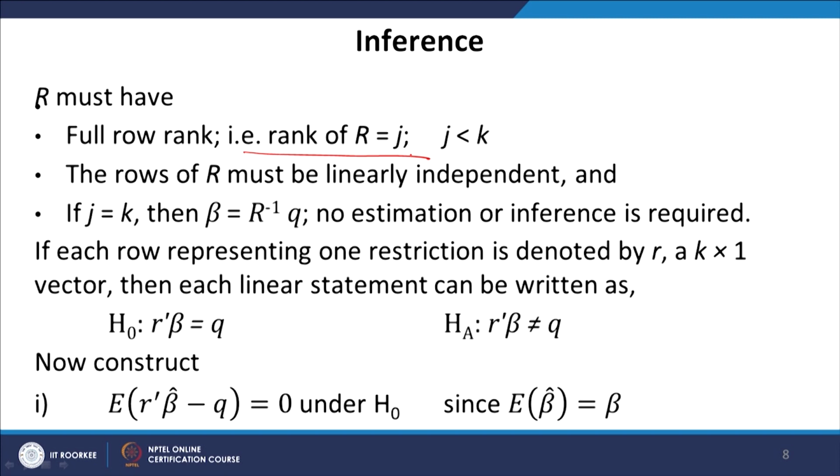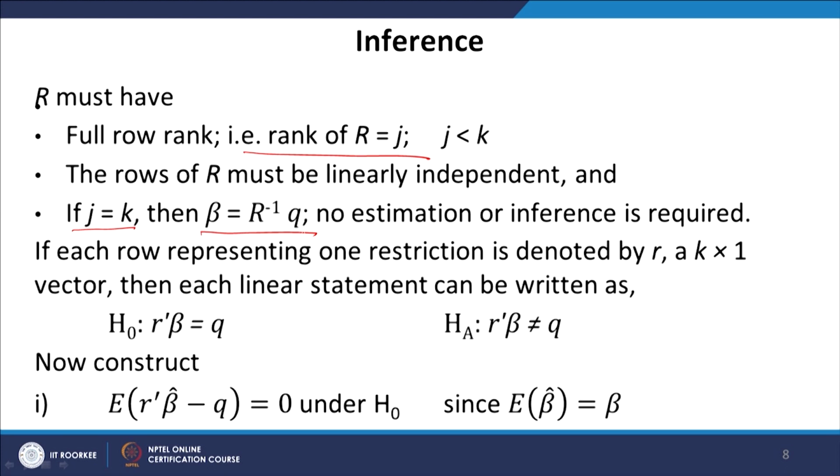And why must we not have J equal to K? Because theoretically or mathematically, if J is equal to K, then beta equals R inverse Q. Given that we know the value of R, because R simply gives us the matrix of the restrictions, and we also know the value of Q, we can always estimate or have an estimated value of beta hat. So, there is nothing to infer. So, no estimation or inference is required if J is equal to K. So, J less than K is the requirement.